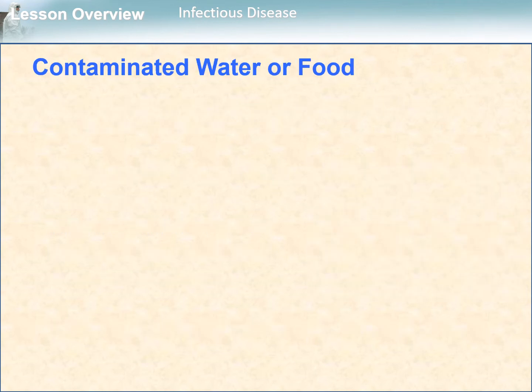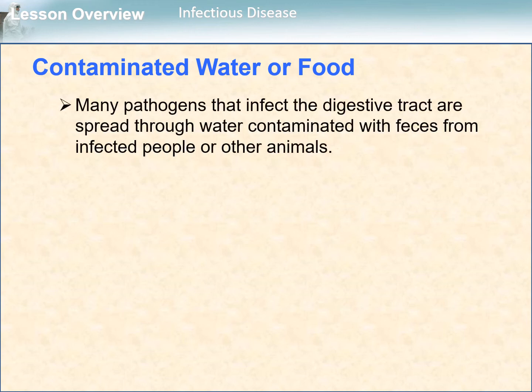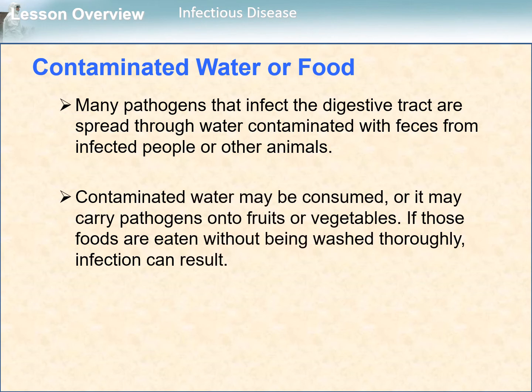Now, contaminated water or food may also spread disease. Many pathogens that infect the digestive tract are spread through water contaminated with feces from infected people or other animals. Contaminated water may be consumed or it may carry pathogens onto fruits or vegetables. If those foods are eaten without being washed thoroughly, infection can result.